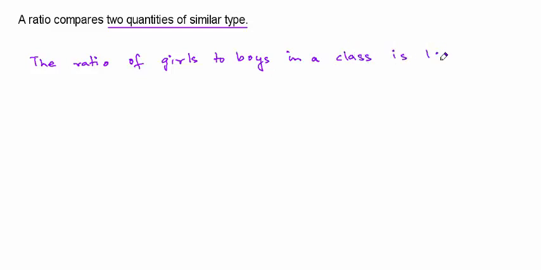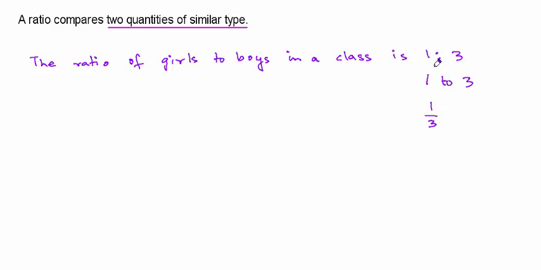For example, we could say the ratio of girls to boys in a class is 1 to 3, also written as 1:3, and also written as a fraction 1 over 3.